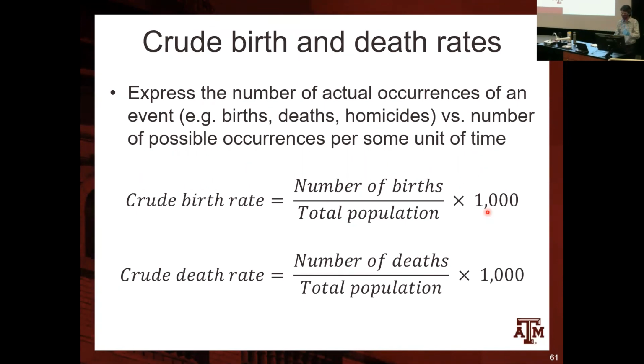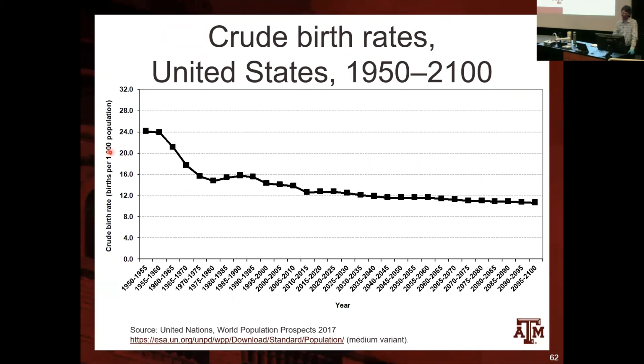So although I mentioned here before, if I had multiplied only by 100, this number would be 2.4. It's still easy to interpret, but that's not the convention. Usually the convention of crude birth rate and crude death rate is per 1,000. The convention for homicide rates is per 100,000. So I would check, for the specific indicator that you are analyzing and estimating, what's the convention, right?